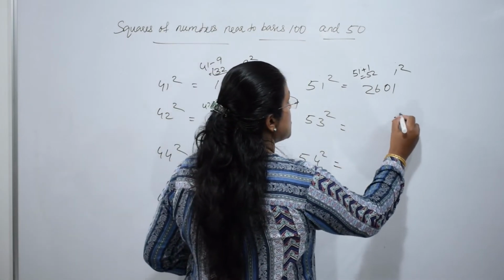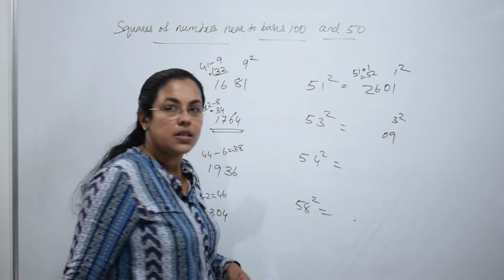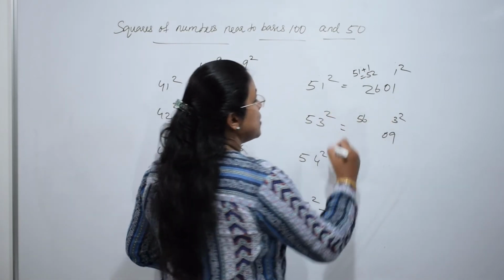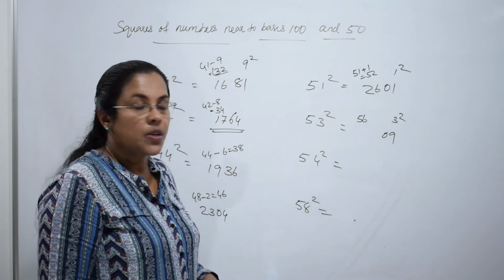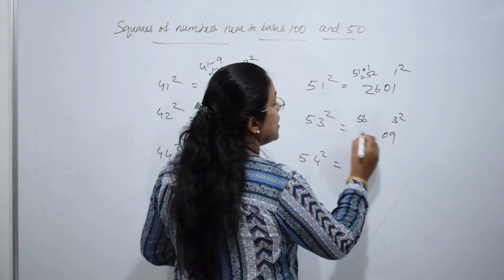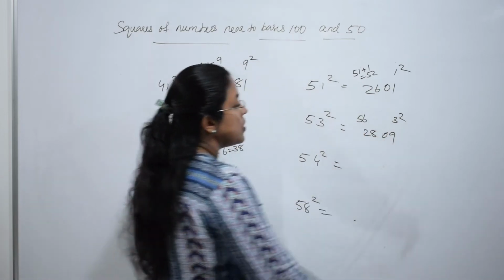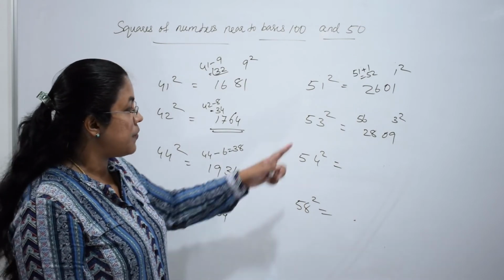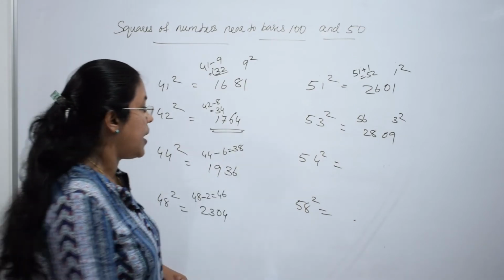53 square. 3 square is 9. Write it as 09. 53 is 3 greater than 50. So 53 plus 3, 56. Half of 56 is 28. So the final answer is 2809.